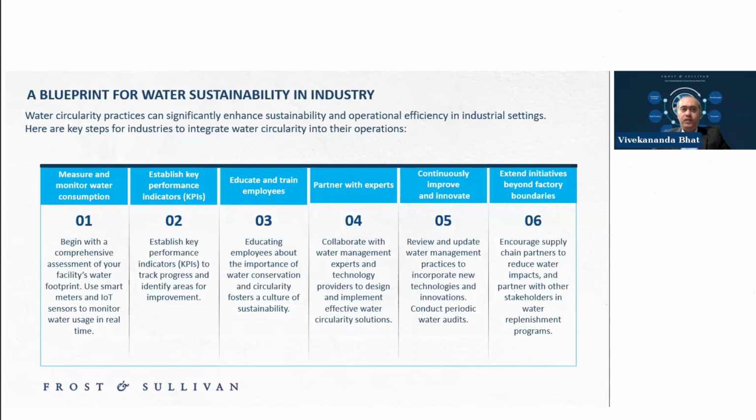Now, how to go about it? What is the step-by-step process to achieve circularity in water management? There are 6 steps. The first thing is measurement and monitoring. You need to accurately measure the water footprint of your company's operations. That is the first step.